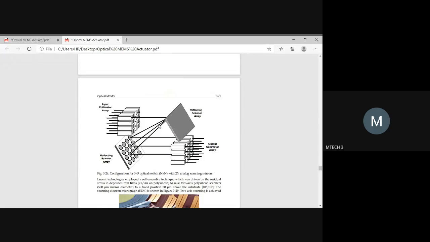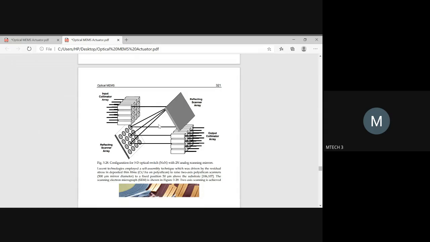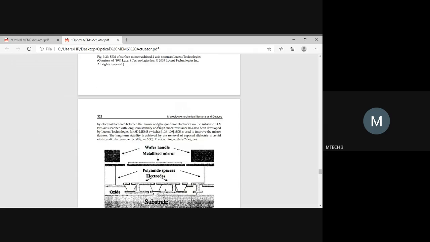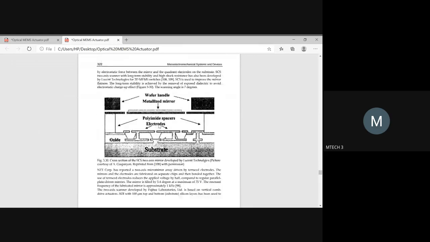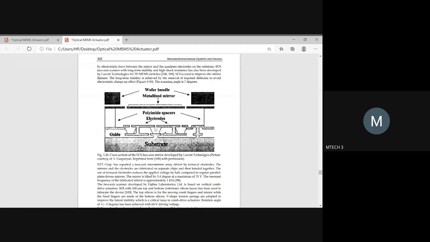So they have shown you how to configure a 3D optical switch also, right? So it helps you to get yourself ready to make the devices as well. It's a very good paper. So it will be the location of the MEMS device, which is done based on the selected material.